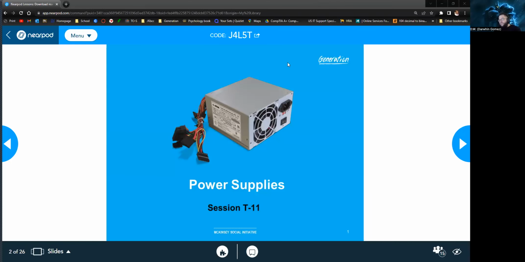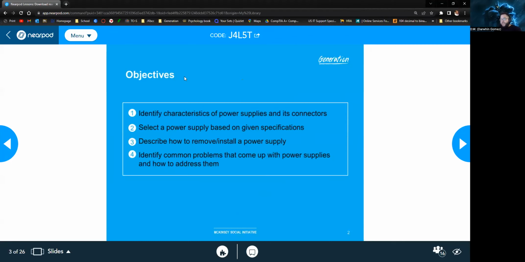All right. So today, technical session 11 is going to be about power supplies, and we're going to be able to identify the characteristics of power supplies and its connectors. We'll be able to select a power supply based on given specifications. We'll be able to describe how to remove and install a power supply, and we should be able to identify common problems that come up with power supplies and how to address them.